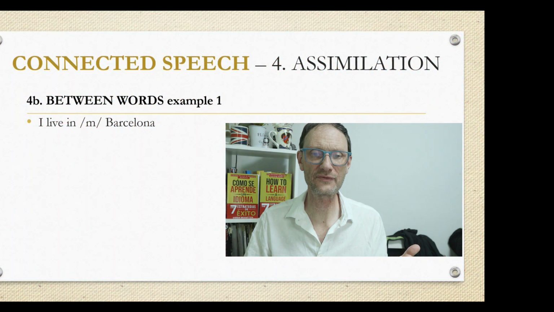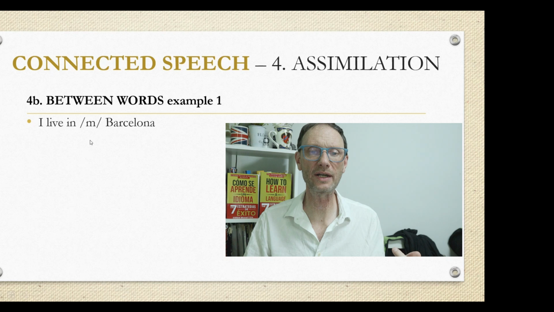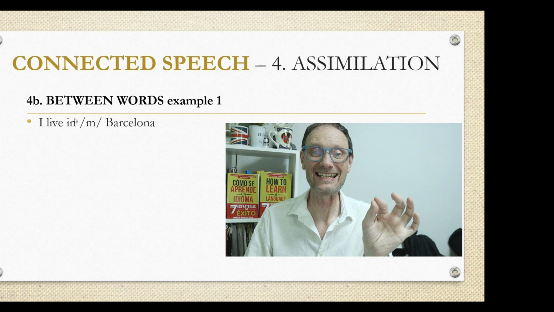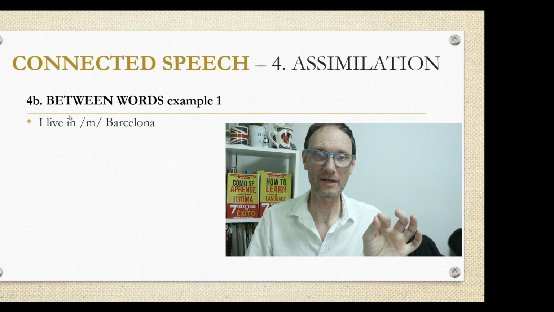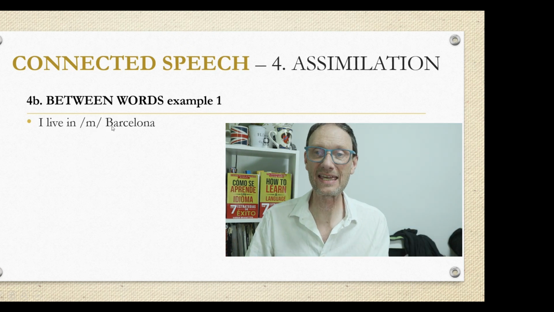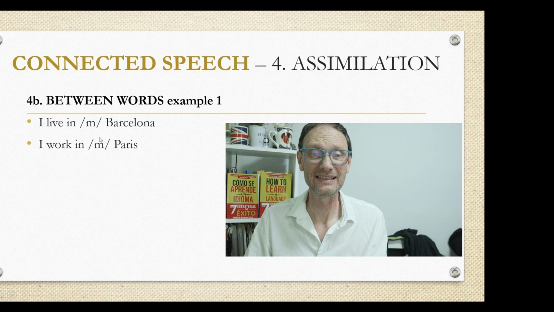Let's try another one. I've got 3 phrases for you here. Let's do it one by one. I live in Barcelona. Now, because the N is not similar to the B in Barcelona, then we substitute the N, which becomes assimilated by the M, because the M is similar to the B. M, B. I live in Barcelona. It's just easier.